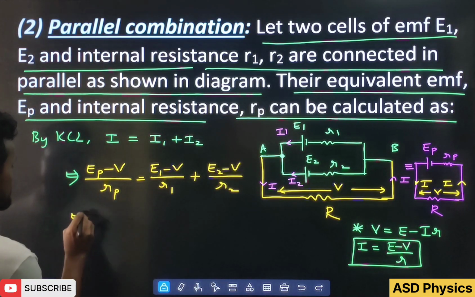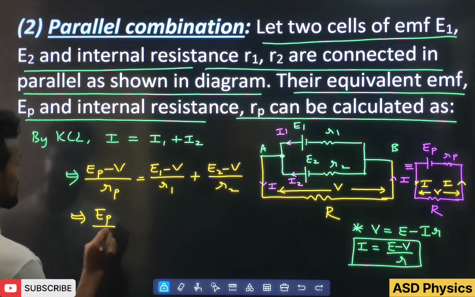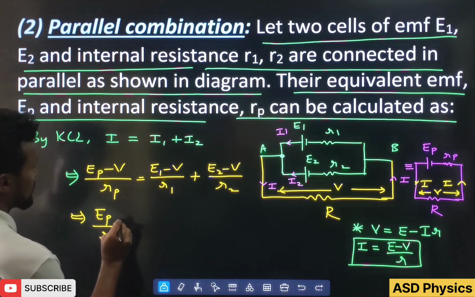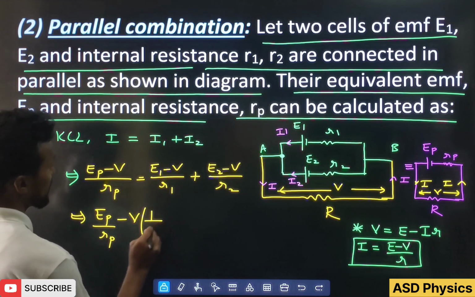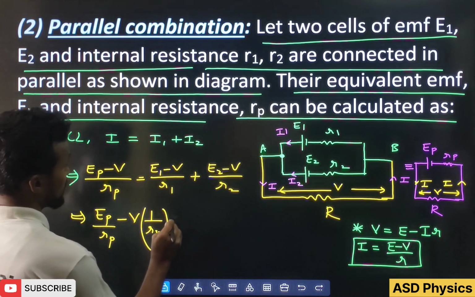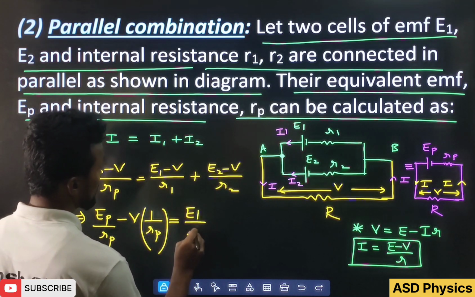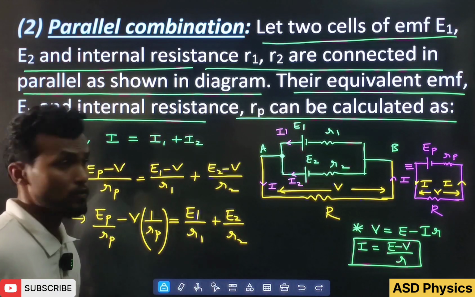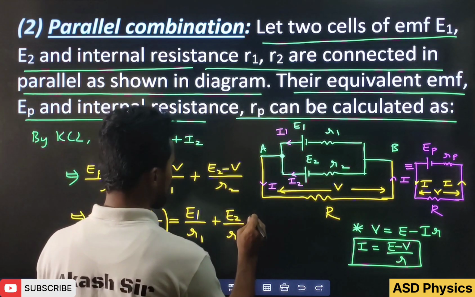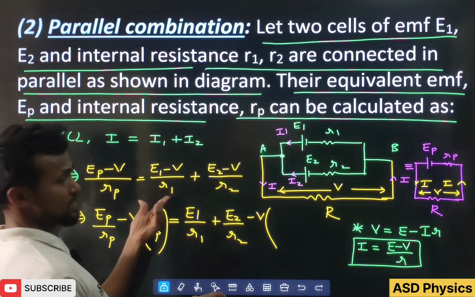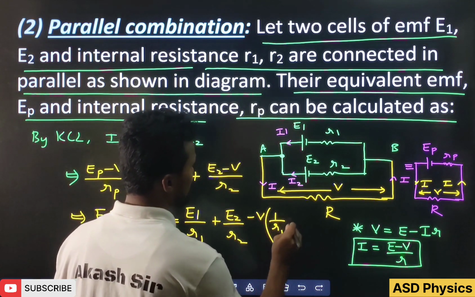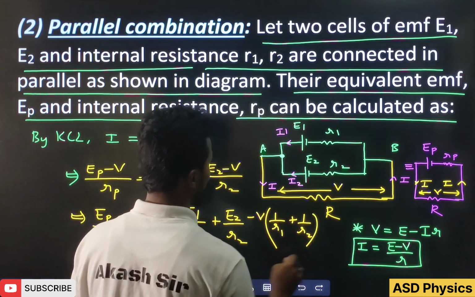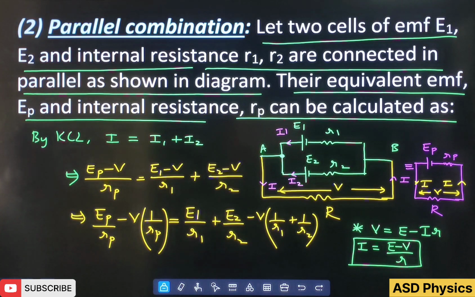Now let's separate it. So we can write here, Ep by Rp minus V times 1 by Rp is equal to, again you separate here, E1 by R1 plus E2 by R2. And here what will become? Can you see, minus V, and here we have to just simplify this. So it will become 1 by R1 plus 1 by R2. So this equation is ready.